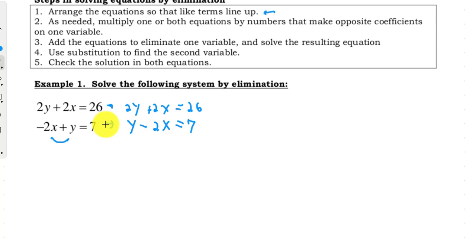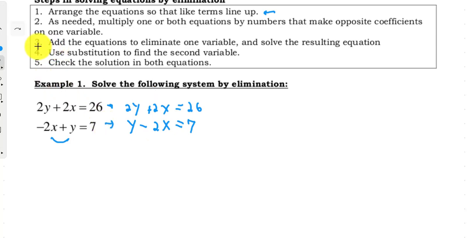Step 2 says, as needed, multiply one or both equations by numbers that make opposite coefficients in one variable. We don't need to do that because I have a 2x on the first equation and a minus 2x on the bottom. So the plus or minus 2 are opposite coefficients, so I don't need to do anything there.